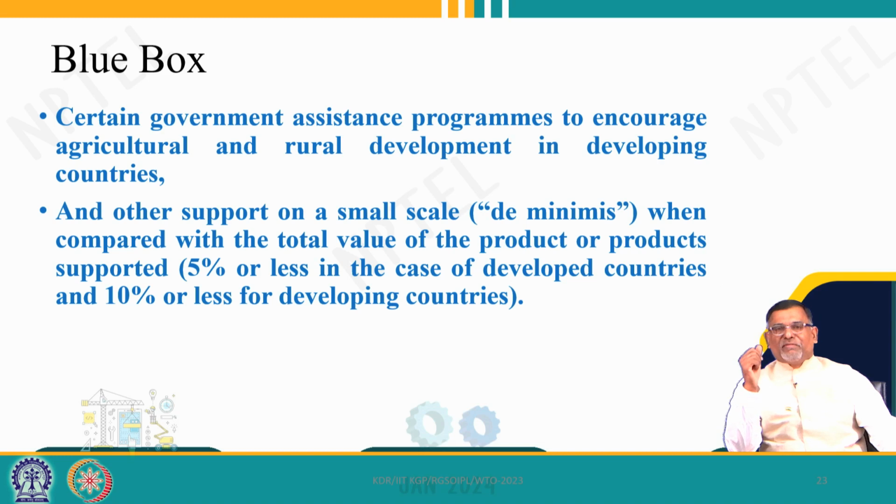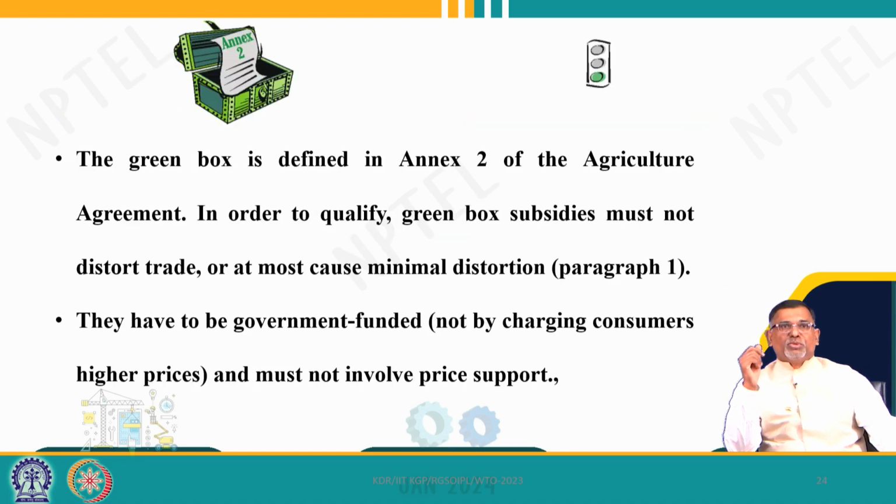So, the de minimis level is not considered for the products, for example, 5% or less for developed countries and 10% or less for developing countries. So, 10% is considered as the de minimis level, and mostly the government says that most of their subsidies are in the de minimis level, but when it comes to the food subsidies, these are very huge amounts.